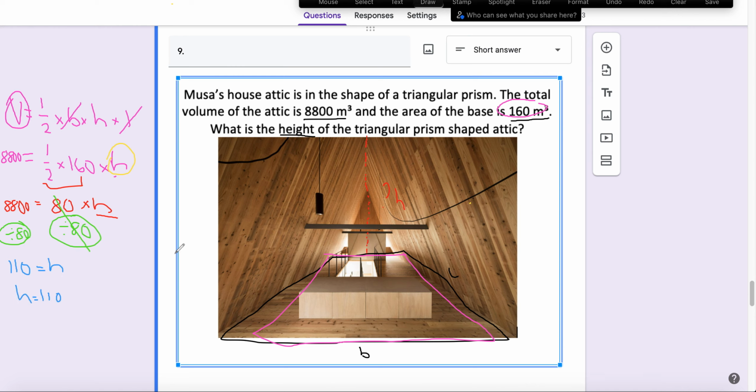Now I'm going to leave it to you to work out what the units are going to be. Remember, height is not area or volume. So what do you think it's going to be measured in? Meters, meters cubed, or meters squared?